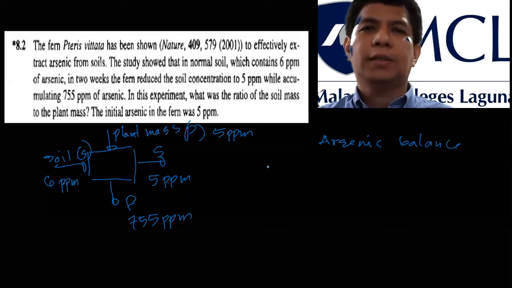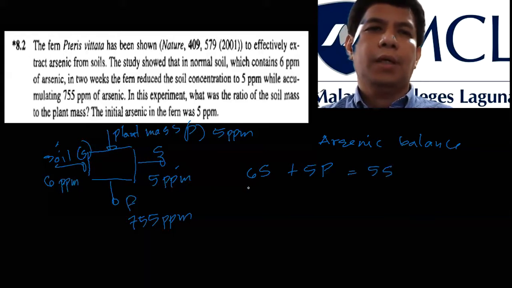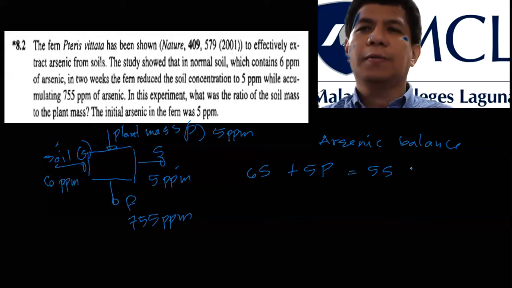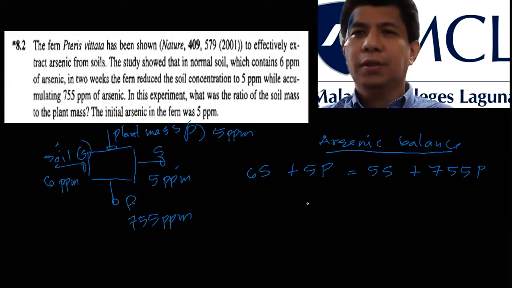That would be S times 6. Okay, this one. Tapos P times 5. Tapos that would be equal to 5S, this one. And 755P. Okay. So that would be the arsenic balance. So just try to simplify this equation.